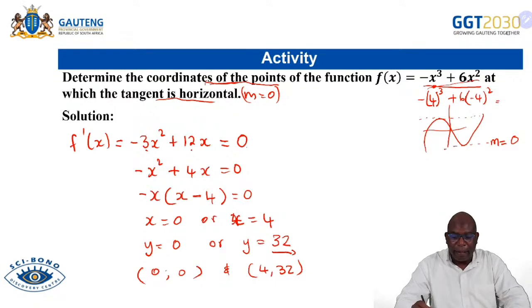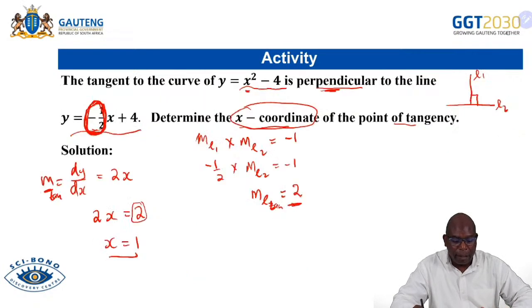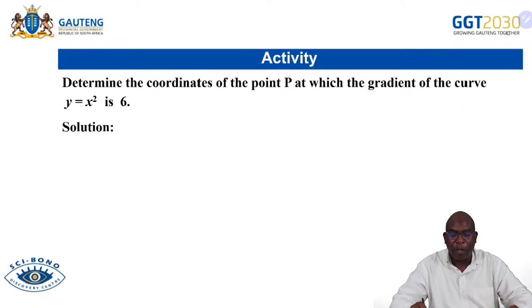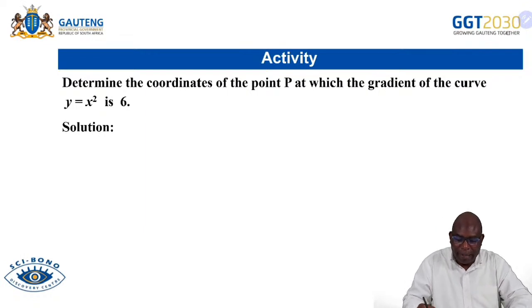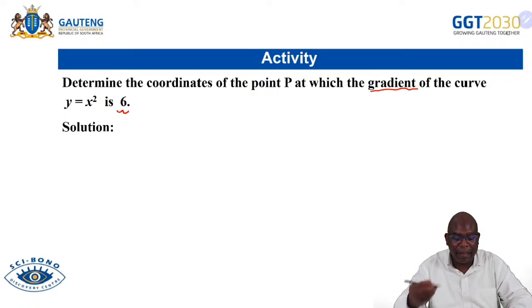Okay. The last question that I'm going to do, that question will be my last question for today. Now determine the coordinates of P at which the gradient of the curve y equals x squared is 6. So what is given here? Remember, the gradient now is given. The gradient of the curve is 6. I need to find the coordinates of point P.